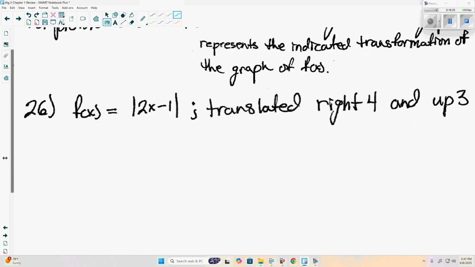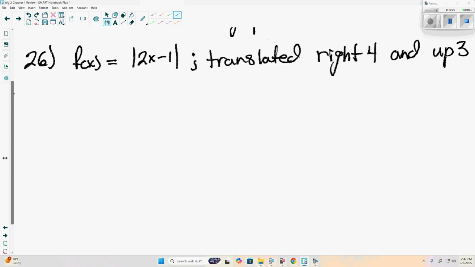26, f of x equals the absolute value of 2x minus 1. We want to translate it 4 units right, or right 4 and up 3. Now, translate right 4, that is a horizontal translation. So we will move the function left or right, where h is the amount that we move it left or right. Now for this here, I'm going to go on and write our value of h in. Now since we're moving it right 4, the value of h is positive 4, because right is positive.